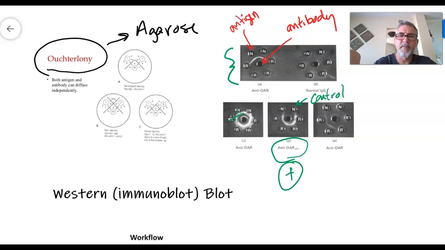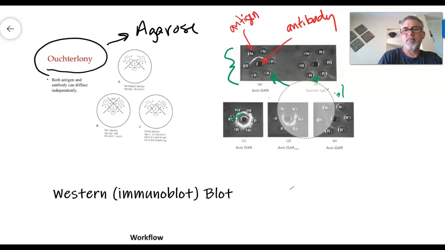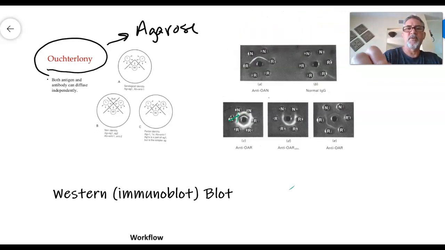Up top, R here is your control. And then normal IgG, that's an IgG without anti-N or anti-R, right? So I get nothing. So that shows that it's another form of control up here. And then we get another anti-R up here, and I get that nice positive result there as well. Okay, so that's an example of the Ouchterlony double diffusion test. It's called double diffusion because it's diffusing from both the antigen and the antibody.